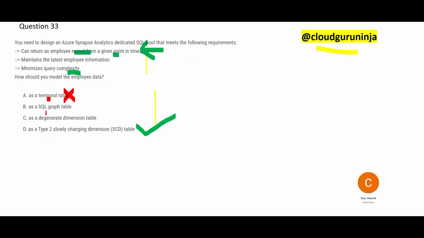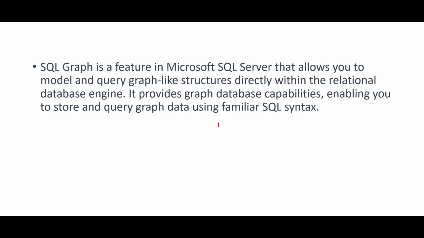Now B, SQL graph table. We use graph tables for scenarios like Amazon.com. The moment you buy one product, it also tells you that people who bought nappy pads also bought baby powder and so on. Basically, graph databases give you recommendations. In this question, did anybody talk about recommendation? No. So graph database is wrong. It is a feature of SQL Server where you can create graph-like structures. It provides graph database capabilities, which means a recommendation engine.